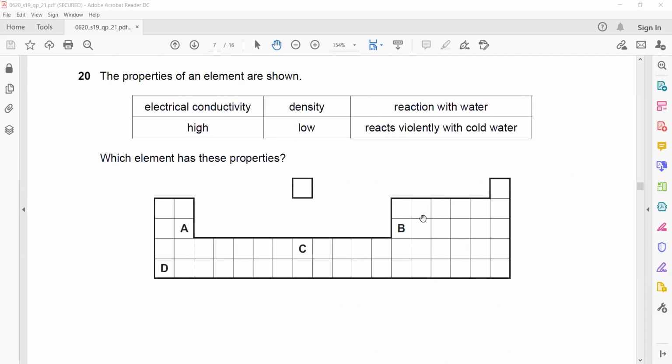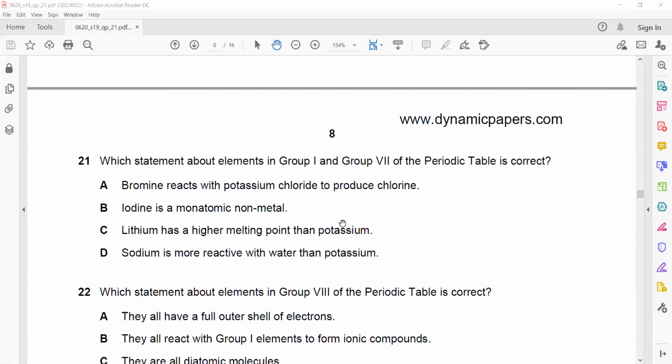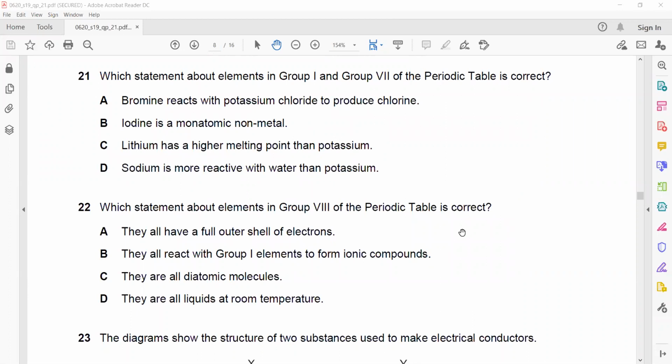Question 20. The properties of an element are shown. Which element has these properties? D. Group 1. So group 1 elements are soft metals with low density, high electrical conductivity like all metals, and a violent reaction with cold water. Question 21.